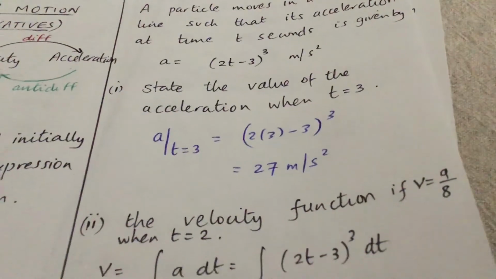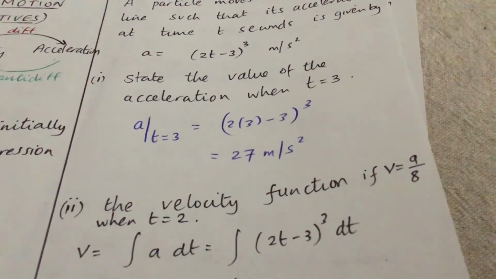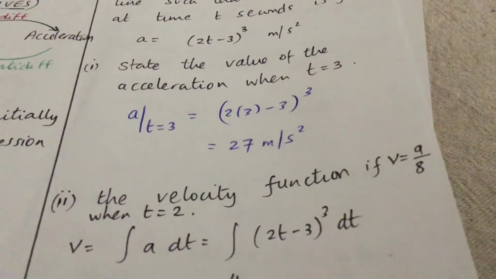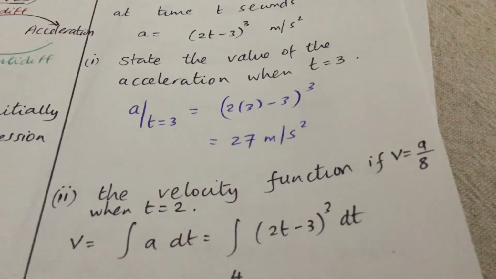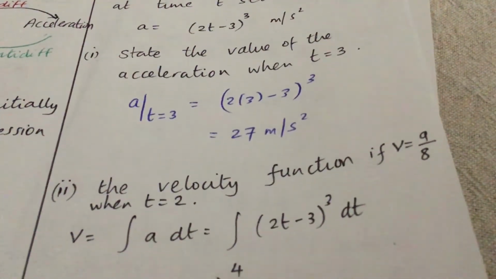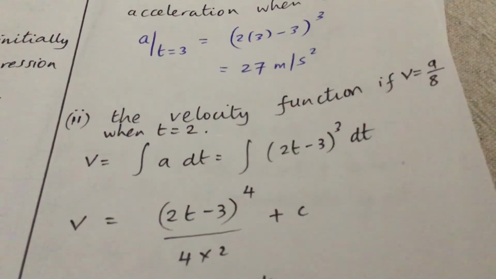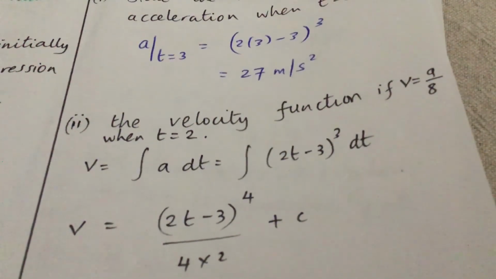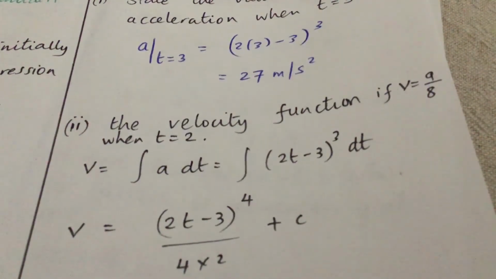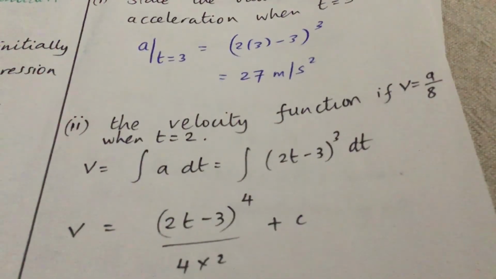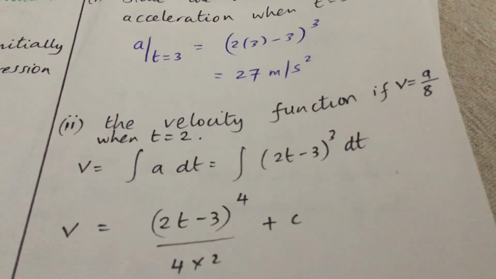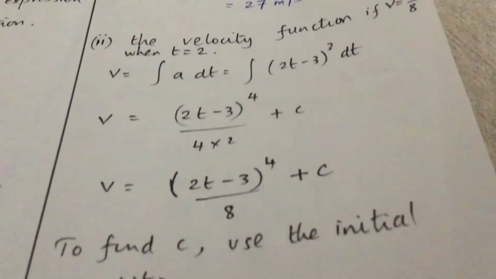Next, the velocity function if v equals 9/8 when t equals 2. Now to find the velocity function, we anti-differentiate a. So we anti-differentiate (2t minus 3) cubed, which is (2t minus 3) to the power 4, divide by the new power, and then divide by the derivative of the bracket. And then don't forget the constant term plus c, and use the initial condition. v is 9/8 when t is 2. We sub those values.